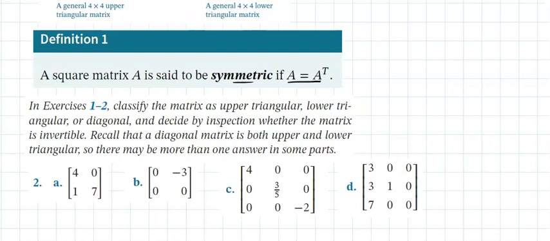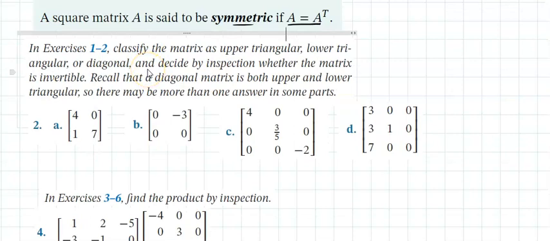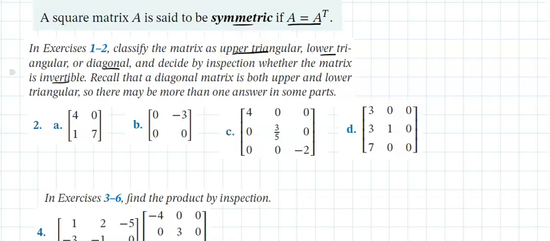A square matrix is said to be symmetric if you take its transpose and it turns out to be the same. Remember, transpose is when you switch the rows with the columns. So here we're dealing with a few classifications. Classify the matrix as upper triangular, lower triangular, or diagonal, and decide by inspection whether the matrix is invertible. Recall that a diagonal matrix is both upper and lower triangular.